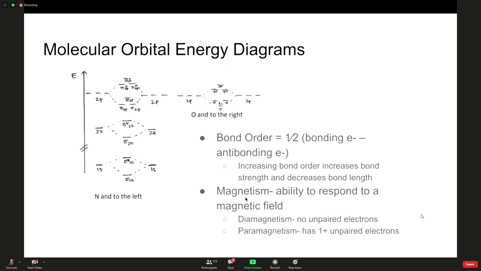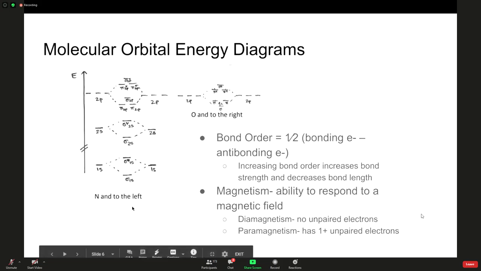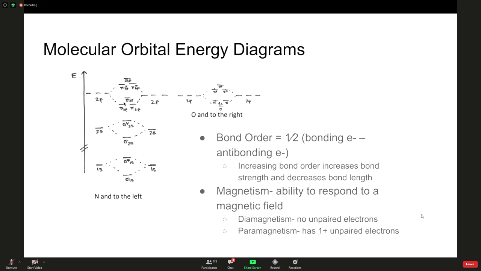And then here are the molecular orbital energy diagrams that we worked on a bit. One important thing is that when you're looking at nitrogen and to the left on the periodic table, you're going to have a Christmas tree shape. Your pi 2p will be lower in energy compared to your sigma 2p, which is flipped in oxygen and to the right, which is more of an O shape. So your sigma is lower in energy than your pi's there. But for the most part, they're generally the same.